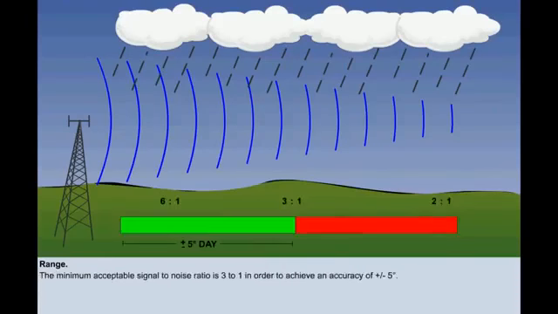As the range of the aircraft from the NDB increases, so the signal becomes weaker, and therefore the signal-to-noise ratio decreases. In the United Kingdom, the minimum signal-to-noise ratio which is considered acceptable is 3:1. This should produce a bearing accuracy of within plus or minus 5 degrees by day, only within the designated operational coverage.